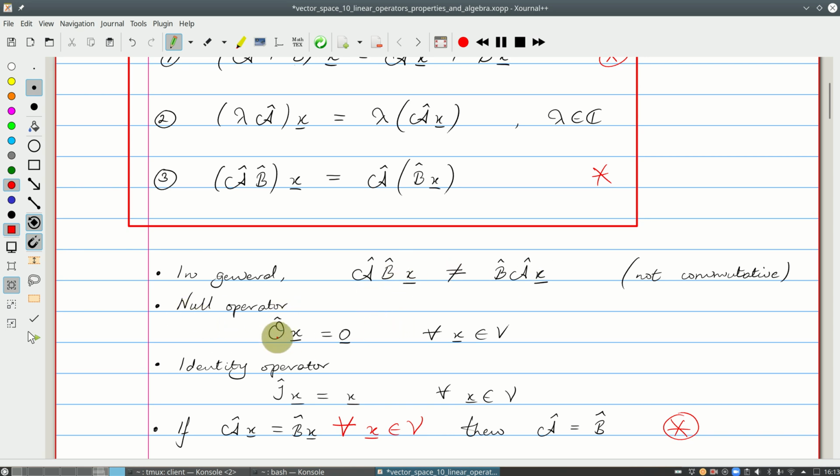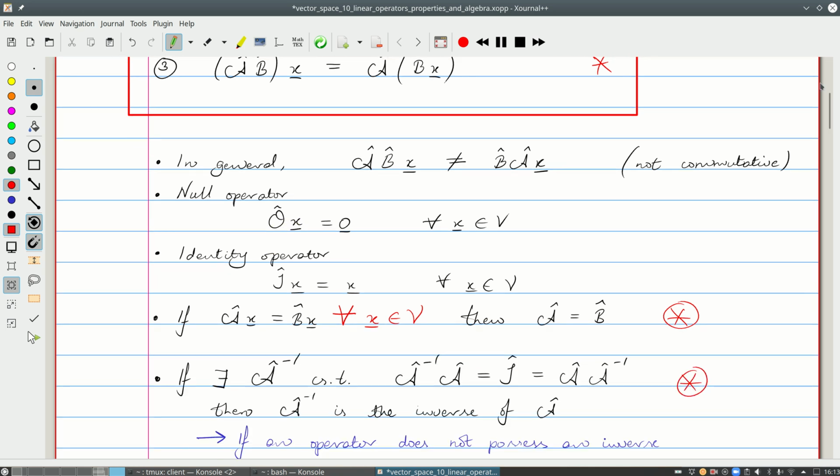Then we have the null operator, O hat. O hat operates on any vector X in the space and gives you a 0. Now this should tell you already that the matrix form of O hat has to be the 0 matrix, a square matrix with zeros everywhere. Then we have the identity operator, which we've seen before when we looked at examples of linear operators. I hat operates on X to give you X for all X in this space. And the identity operator we have seen has the matrix form as a diagonal matrix. It's a square diagonal matrix with ones on the diagonal.